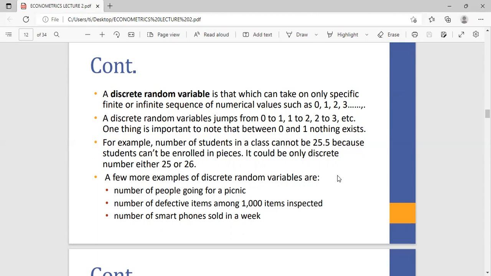So attending class is a random variable, and this variable assumes a specific value. Let's say 25 students will attend the class. With what chance? With what probability? That is the meaning of random variable. A few more examples of discrete random variables are the number of people going for a picnic, the number of defective items among 1000 items inspected, the number of smartphones sold in a week. So these are examples of discrete random variables.